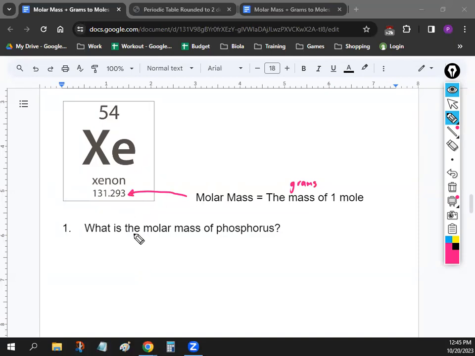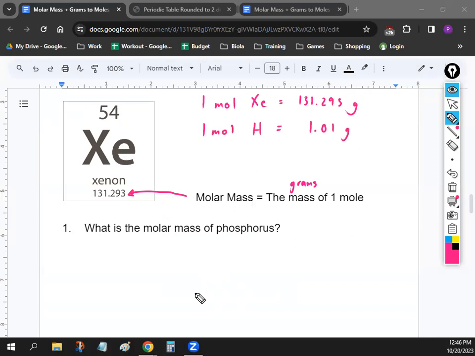That's the number we haven't talked about yet. The number on the bottom of the box tells you how much 1 mole of that element weighs. Here we have xenon. 1 mole of xenon is going to weigh 131.293 grams. That's what that number means. If you take a look at hydrogen on your periodic table, the number on the bottom of the box is 1.01, so 1 mole of hydrogen weighs 1.01 grams. It's the weight of 1 mole of that element.